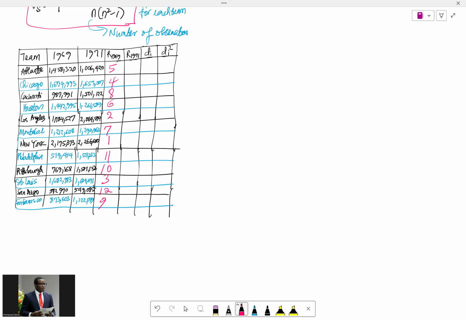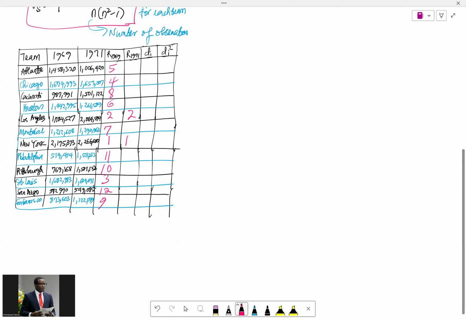So let's move to 1971. Let's rank the attendance for 1971. Again, New York seems to be number one, 2,266. There's no other 2 million, so that's number one. Number two for 1971, I think it's still Los Angeles with 2,064. Oh, okay, there's another 2 million. That's number two.